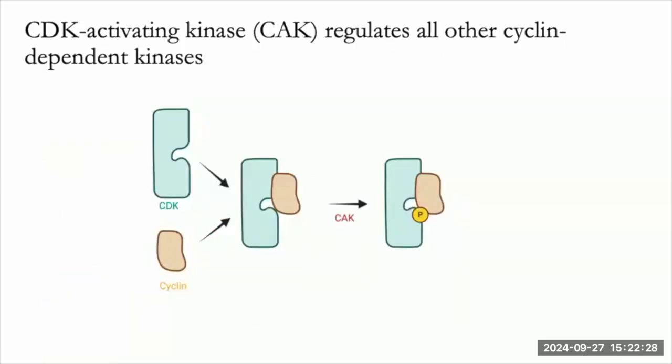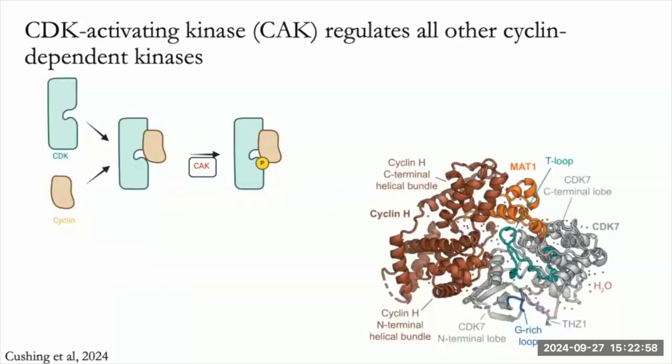It's the CDK activating kinase, and it is what actually phosphorylates and regulates all other cyclin-dependent kinases. So you have a CDK coming in with your cyclin, and then it needs to be phosphorylated by the CDK activating kinase in order for it to actually be active and then be able to phosphorylate whatever else it's doing. There's a lot of interest in trying to drug this, but given that it's a really large complex, it's not amenable to X-ray, as has been very successful with a lot of other kinases.